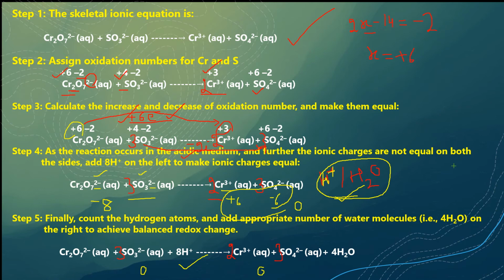Once I introduce 8 hydrogens on the right hand side, I have to introduce 4 water molecules because there is no hydrogen on the right hand side and I have introduced 8 hydrogens here. So 4 into 2, 8 hydrogens here also. Now you can simply check oxygens. If they are balanced in number, my equation is balanced. 7 oxygens here, 3 into 3, 9. 9 plus 7 is 16 oxygens on the left hand side. And on the right hand side, you have 3 into 4, 12 plus 4, 16. So this is the balanced equation.